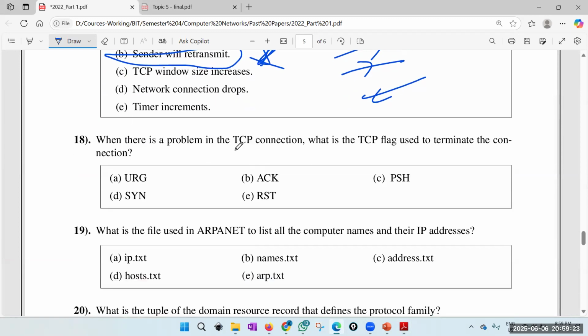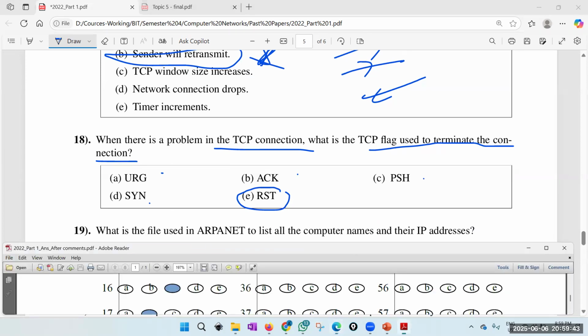Right. When there is a problem in the TCP connection, what is the TCP flag used to terminate the connection? So obviously reset. Not urgent, acknowledgement, push, or synchronize. Terminate is done by resetting. E.